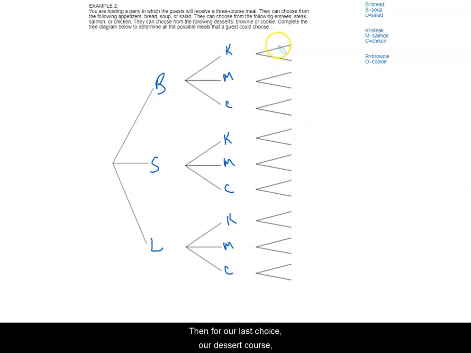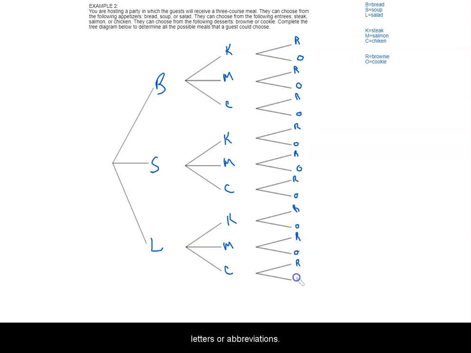Okay. Then for our last choice, our dessert course, if we have bread and steak, then we could have either a brownie or a cookie. If we had bread, salmon, then we could have a brownie or cookie. And that's just going to repeat all the way down that list for each of our options. And you can see now why I would not want to write these words out over and over again and just use letters or abbreviations.